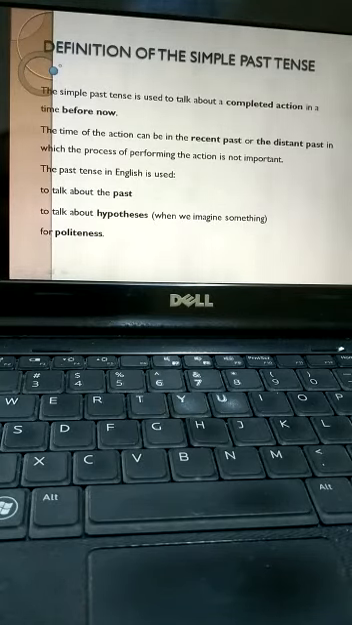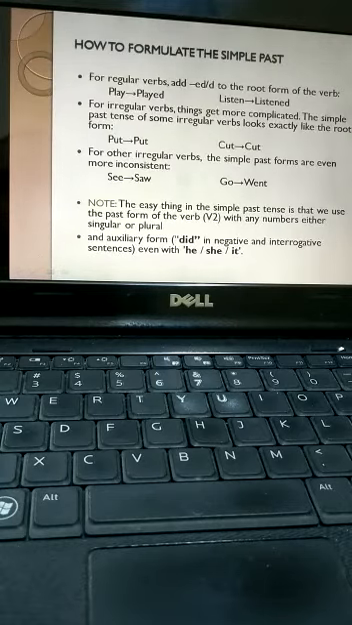So the past tense in English is used for these three things: to talk about the past, to talk about hypothesis, that means imaginary things, for actions that either do not take place or are not taking place. We are imagining the action. Now for politeness, to express a polite request.